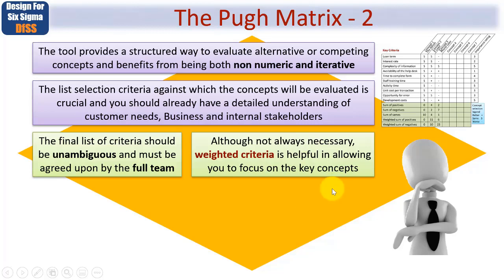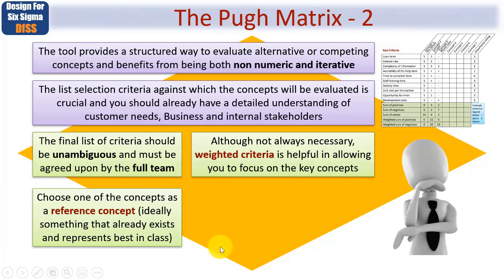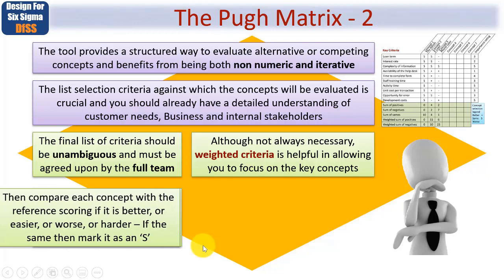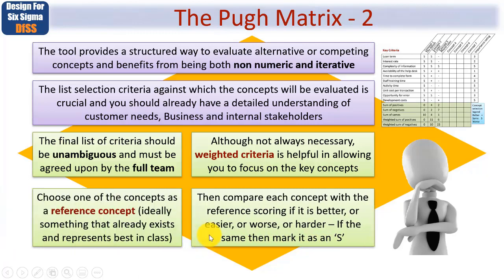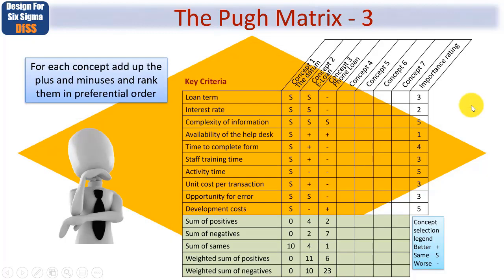So each row here is an element that you want to consider, and here are the various concepts that you're developing. So you choose one of the concepts as a reference concept, ideally of course something that already exists and represents best in class, going back to my example of Tesla in the EV marketplace, and then compare each concept with the reference, scoring it as better or easier, or worse or harder. If the same, then you mark it with an S, as I've suggested up here. Here's a nice big picture of it. For each concept, add up the pluses and minuses and rank them in a preferential order.